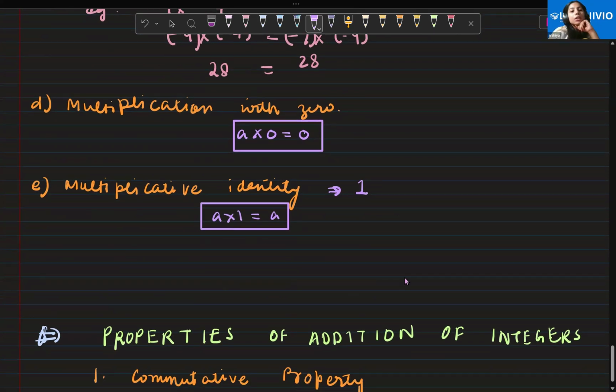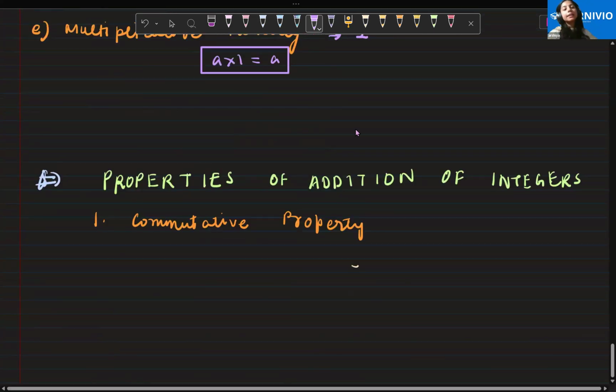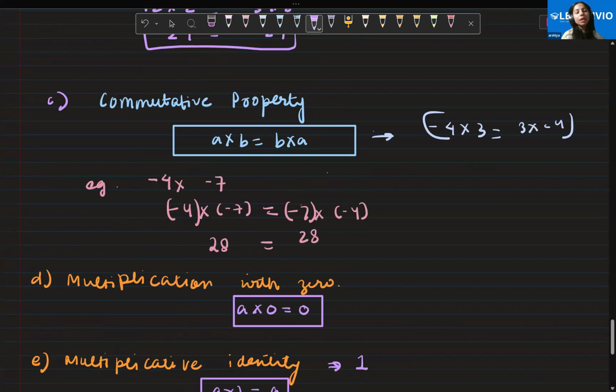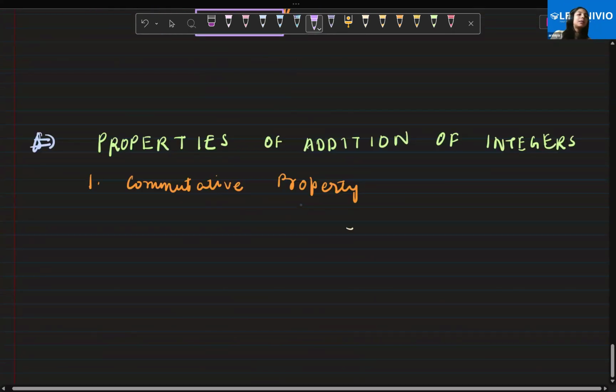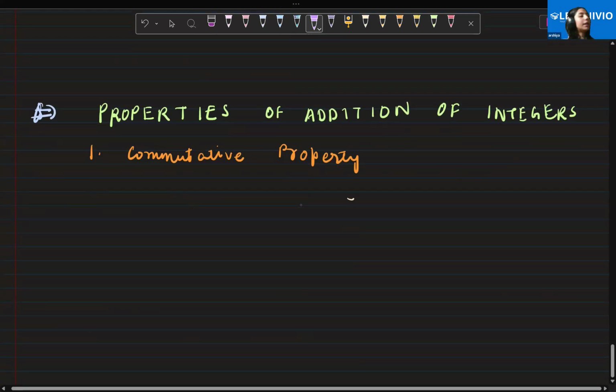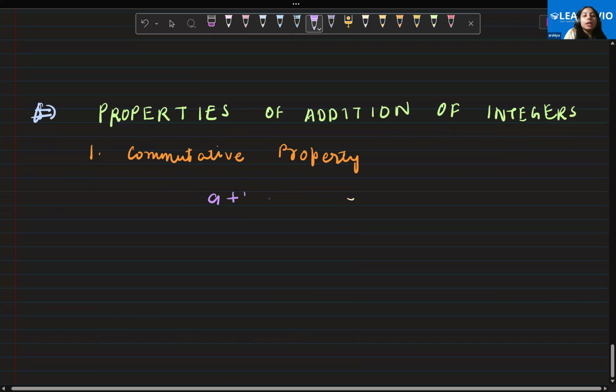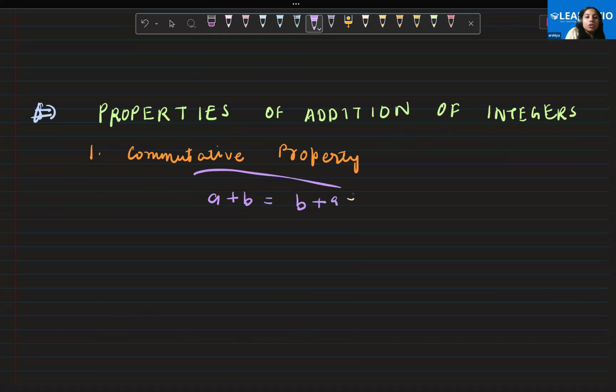All right. So now the commutative property says that for multiplication, a into b is equal to b into a, which basically means that we can multiply in any order, right? Like 5 into 4 will be equal to 4 into 5. Similarly for addition, the commutative property is a plus b equals b plus a. So that means in integers we can add in any order.